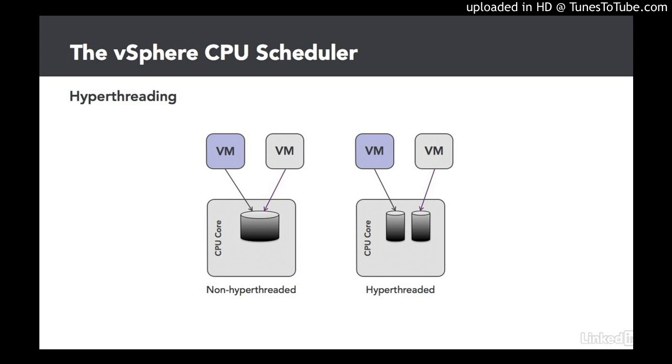Now, what happens if we have transparent page sharing occurring and ballooning occurring, and the amount of free memory on the host is still extremely low? As a matter of fact, it's getting worse. Well, now the ESXi host is going to have to take more drastic measures. One of the things that the host will do, if ballooning and transparent page sharing aren't enough, is start compressing memory pages. This is the last resort of the ESXi host before it starts swapping. So memory compression is bad, swapping is worse.